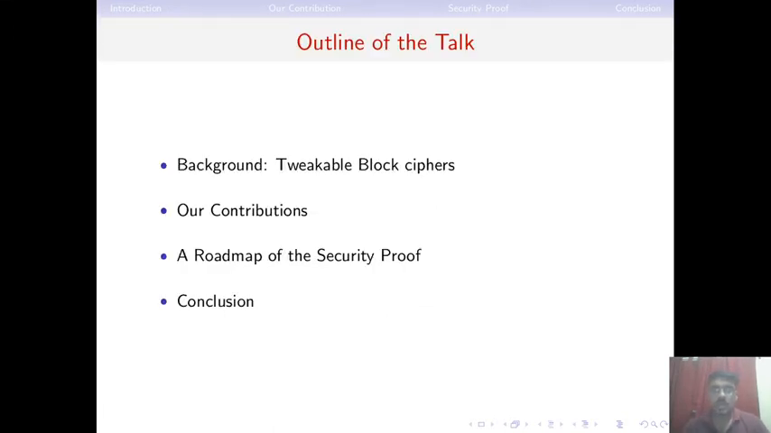I will begin this talk with a brief background on tweakable block ciphers. Then, I will talk about the contribution of this paper. Followed by that, I will discuss a brief roadmap of the security proof of this construction. And finally, I will conclude the talk.